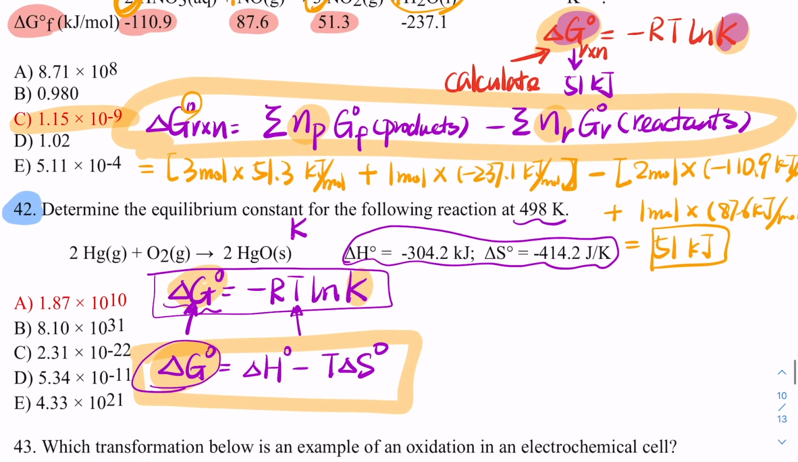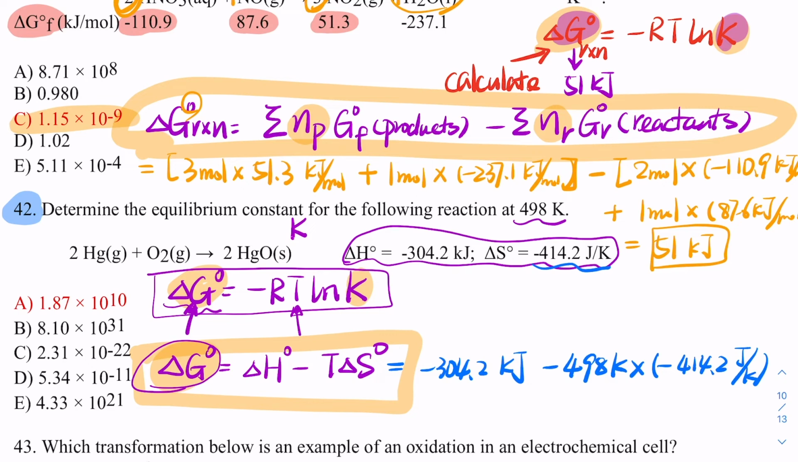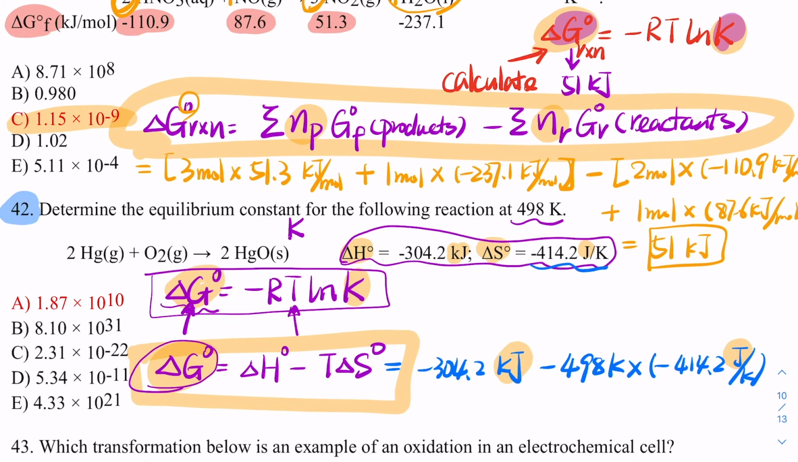Okay, so since we know all this, let's start our calculation. We'll just put in the values: negative 304.2 kilojoule minus T, temperature is 498 K, times this value, negative 414.2 joule per K. Again, remember as we introduced, entropy delta S is smaller, the unit is joule. Delta H units are bigger, kilojoule. So make sure you convert both to the same units and then do the calculation. Then the units cancel out and you can do the calculation.